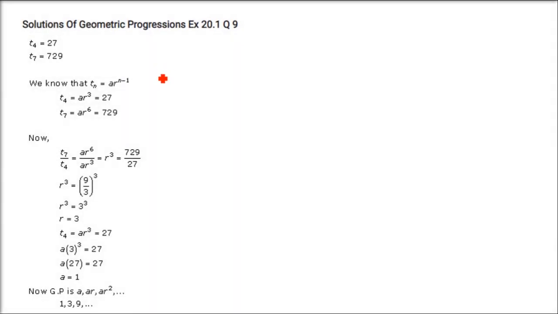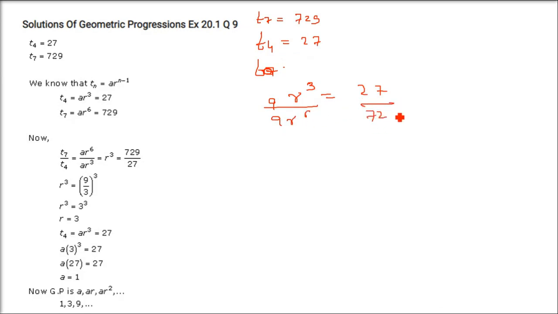The fourth term of a GP is 27 and the seventh term is 729. Find the GP. So the fourth term, T4, is 27 and T7 is 729. In AP we used to do a plus n minus 1 into d. Here we'll do a r to the power n minus 1. So only reduce one number which is at the subscript of t. So a r to the power 3 is 27. Similarly a r to the power 6 is 729.